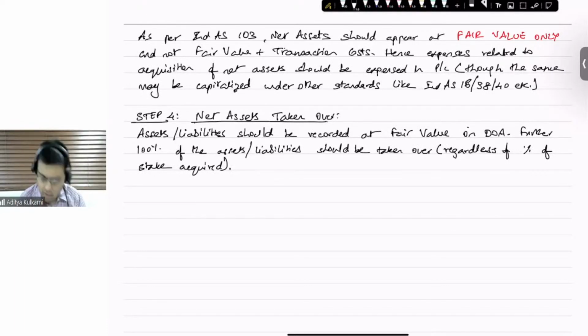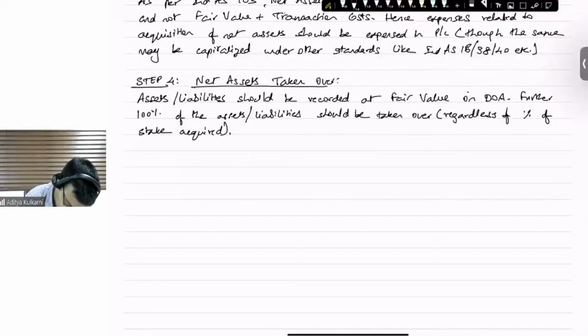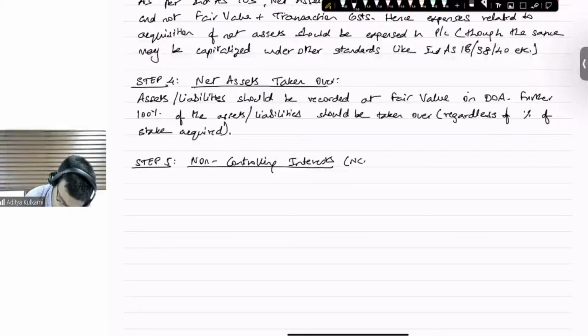Okay, so coming back to our step accounting, step 5, non-controlling interests, NCI. Soham is not there around today. I'll come to that. When I'm doing step number 5, I will explain to you. Okay. It's Kaushiki. Okay.